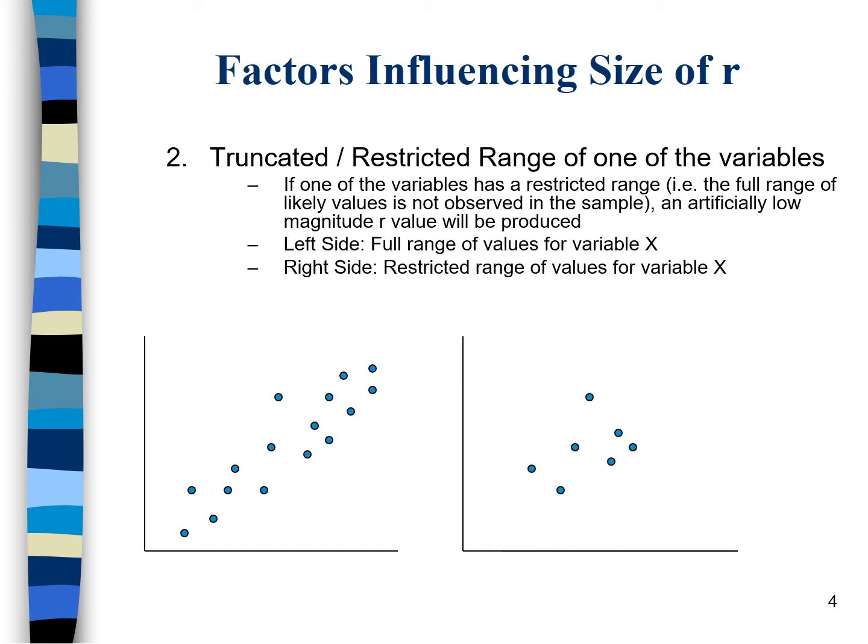Our second of the four factors that can give a misleading or false value of R is when we have what is known as a truncated or restricted range for one of the variables. So let's take a look.